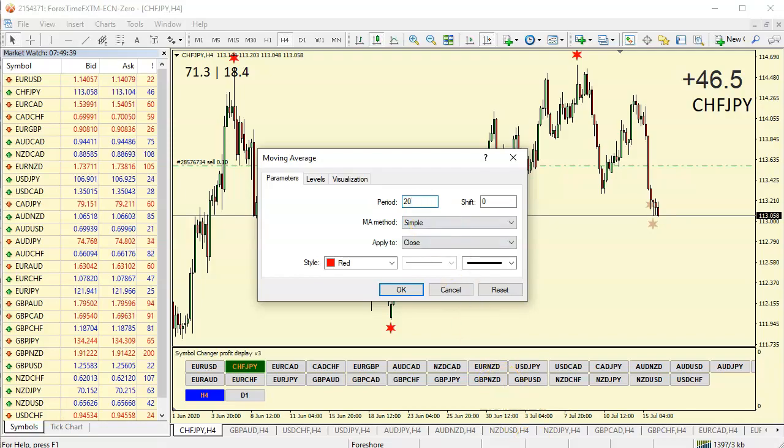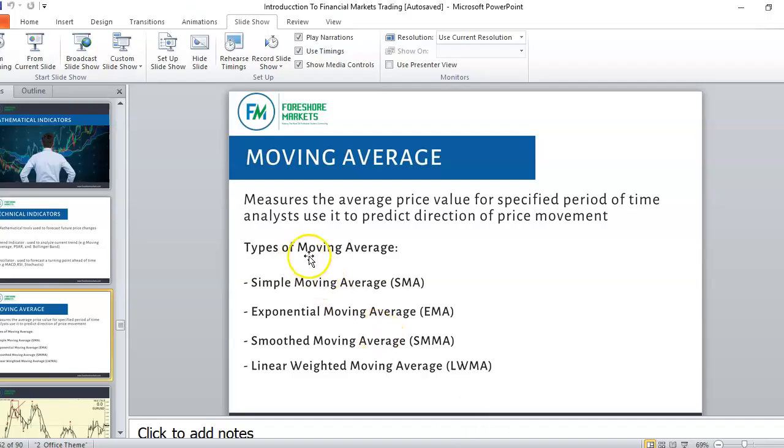I'd like to show you that you have different types of moving average. You have simple moving average, exponential moving average, smoothed moving average, and linear weighted moving average. These are not complex concepts, they are just different methods of calculating averages. If you did your basic mathematics, you understand what this is all about. If you want to go further into calculations, you can just do a Google search: what is simple moving average? What is exponential moving average? What is smoothed moving average? What is linear weighted moving average? And apply that to your data.